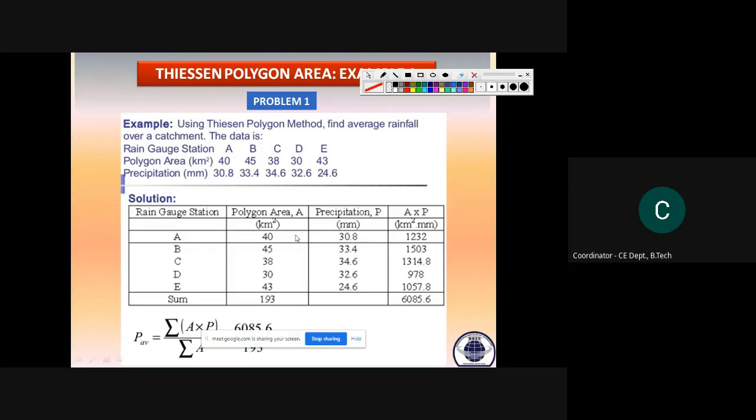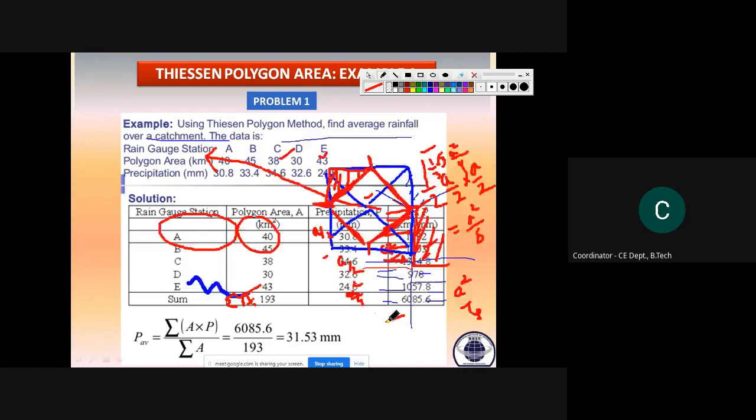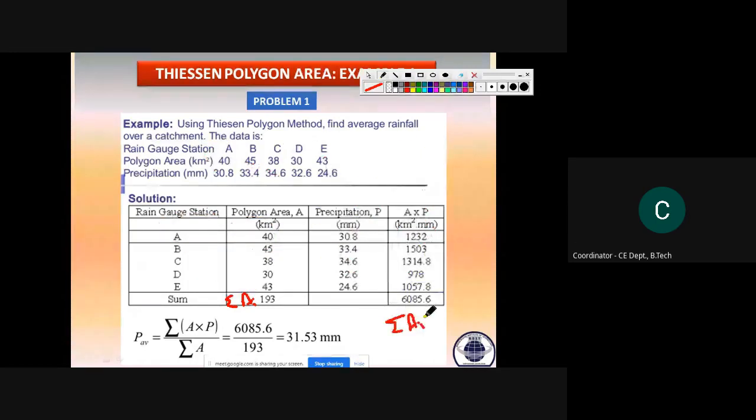Multiply these two columns and we will get Ai Pi. Now we have everything. After that we sum up and get the summation of Ai Pi. Simply divide this value by this one. So the P average value is this one. Clear? This is your summation of Ai, and this is your summation of Ai Pi. Simple. Now let us go to the second problem.